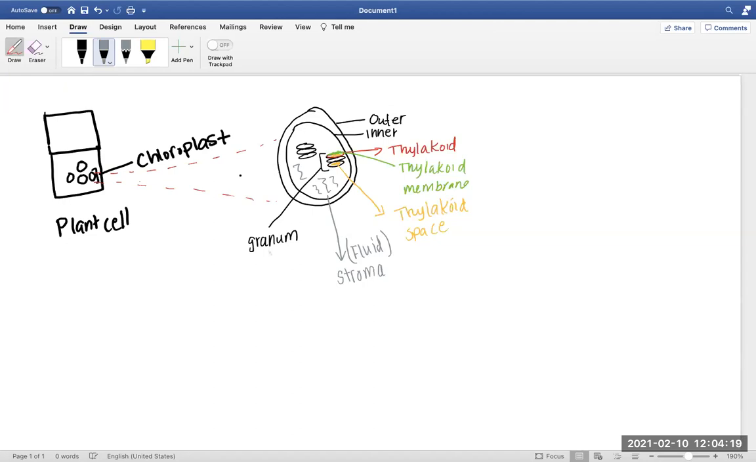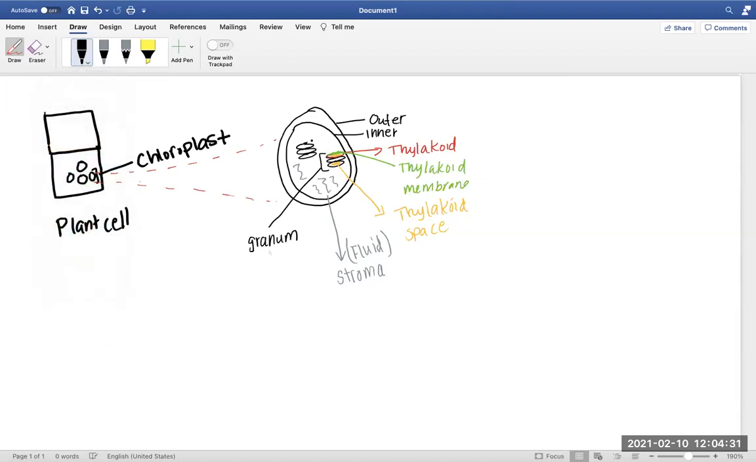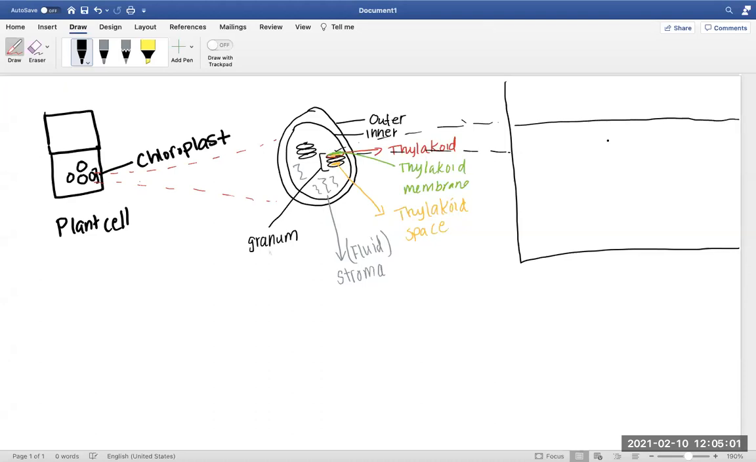So what I'm gonna do next, I'm going to zoom in on this thylakoid membrane. So let's zoom in on this thylakoid membrane. So I'm gonna make a box here. That's what I'm gonna use. I'm gonna try to draw it inside this box. So this thylakoid membrane, I zoomed in on it. So you have this membrane here.